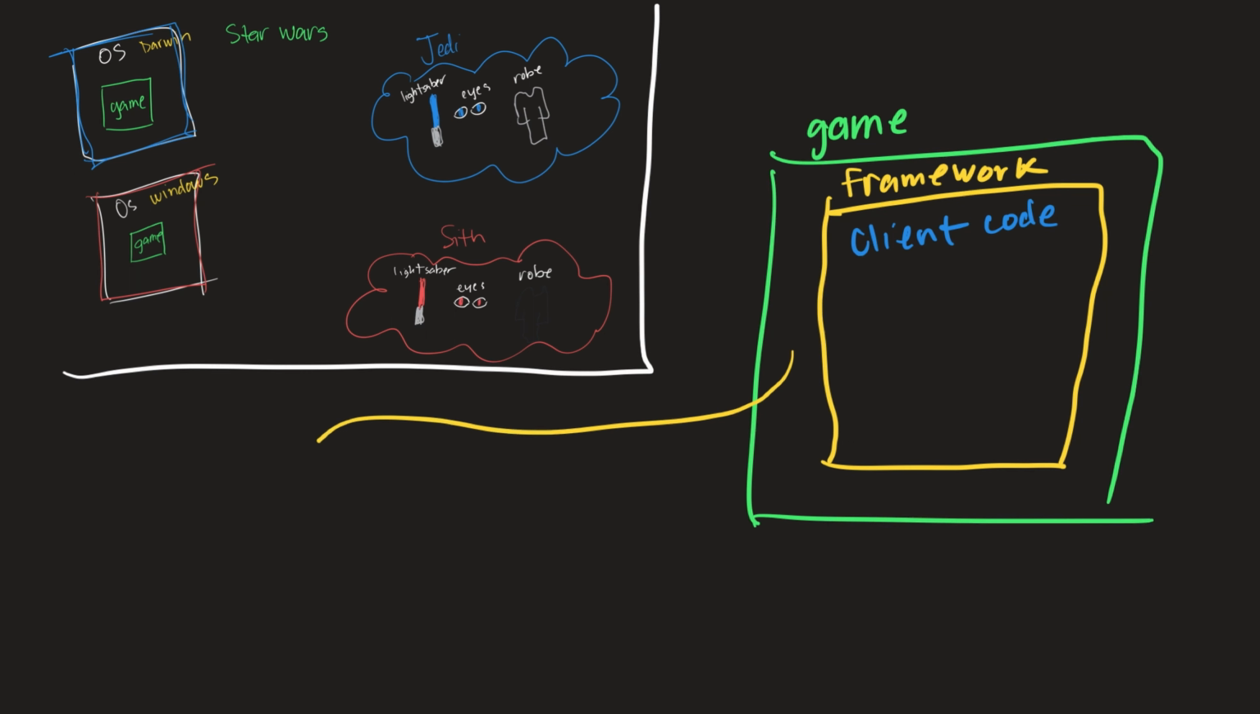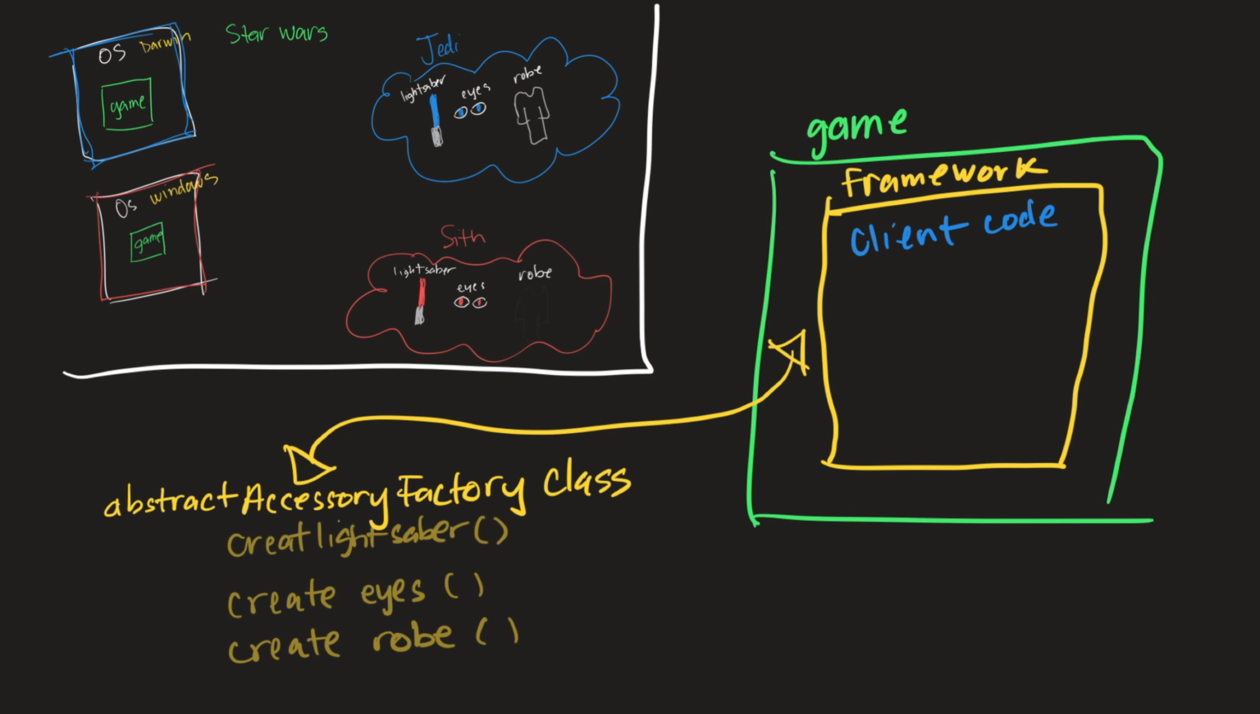So let's just draw out an arrow here, because the things that I'm writing here are going to be part of this framework layer. So this framework layer is going to have an abstract factory class that's basically going to define the interface that's going to be used by the client code. Now let me explain what I mean by that. So there's going to be an abstract class, and that class is basically going to define the abstract methods to create a lightsaber, create eyes, and create a robe. Now, since this is an abstract accessory factory, it's not going to implement these methods. Its subclasses are going to implement these methods.